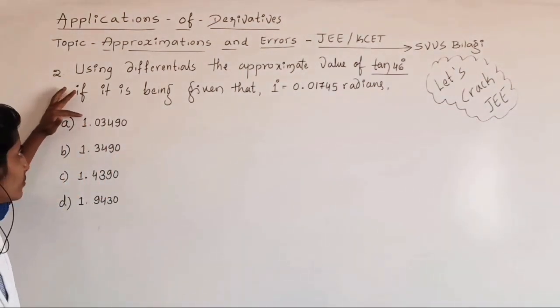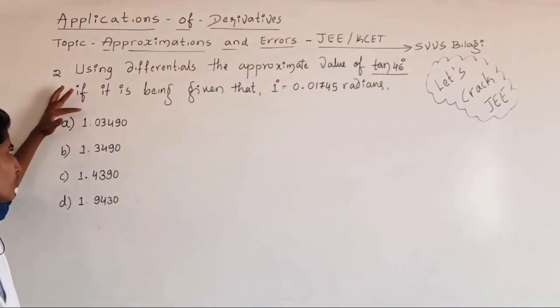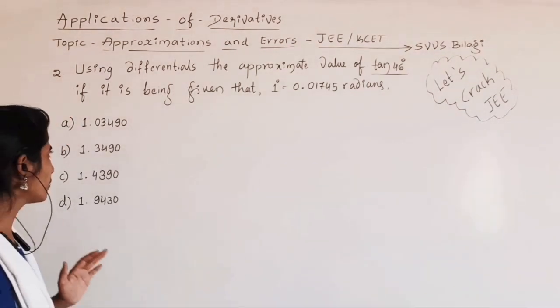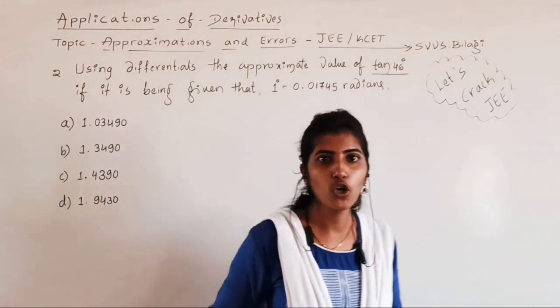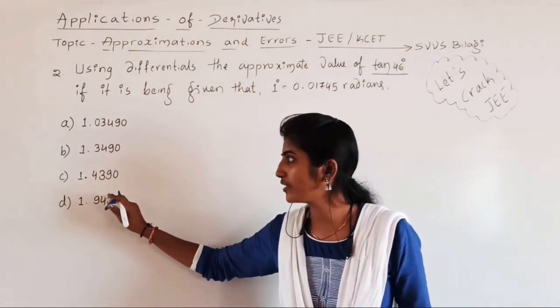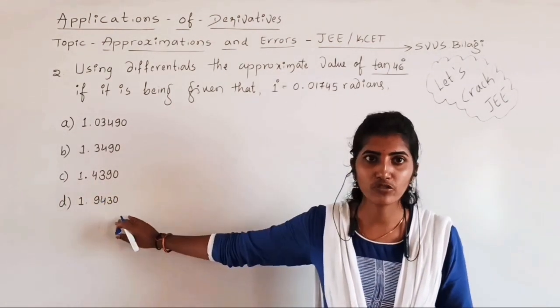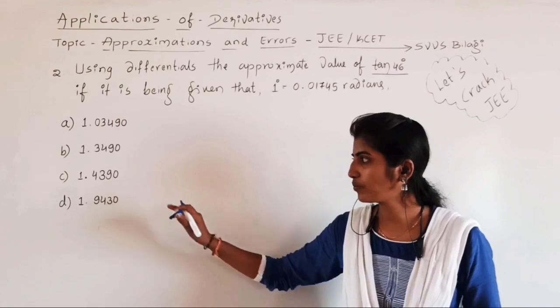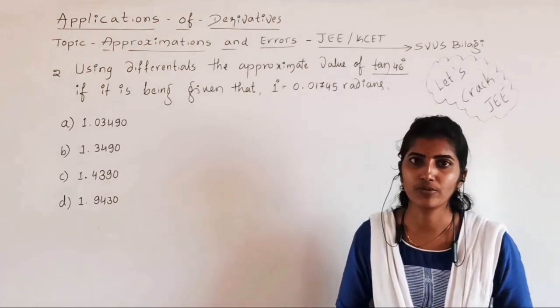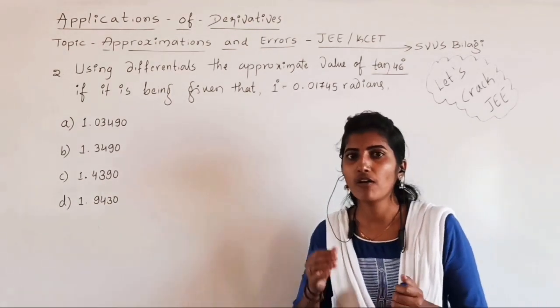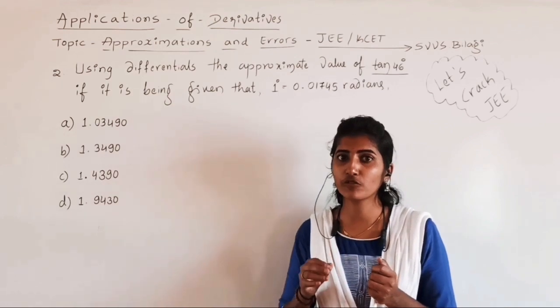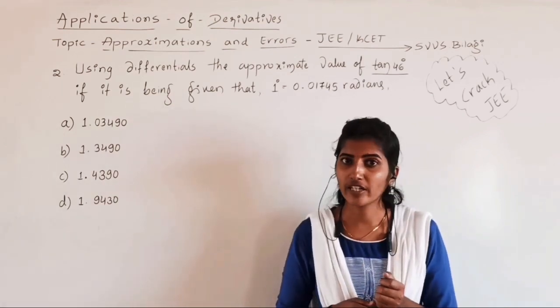Option A is 1.03490, option B is 1.3490, option C is 1.4390, as well as option D is 1.9430. So how to find the value of tan 46 degrees, which is not a basic angle, right?